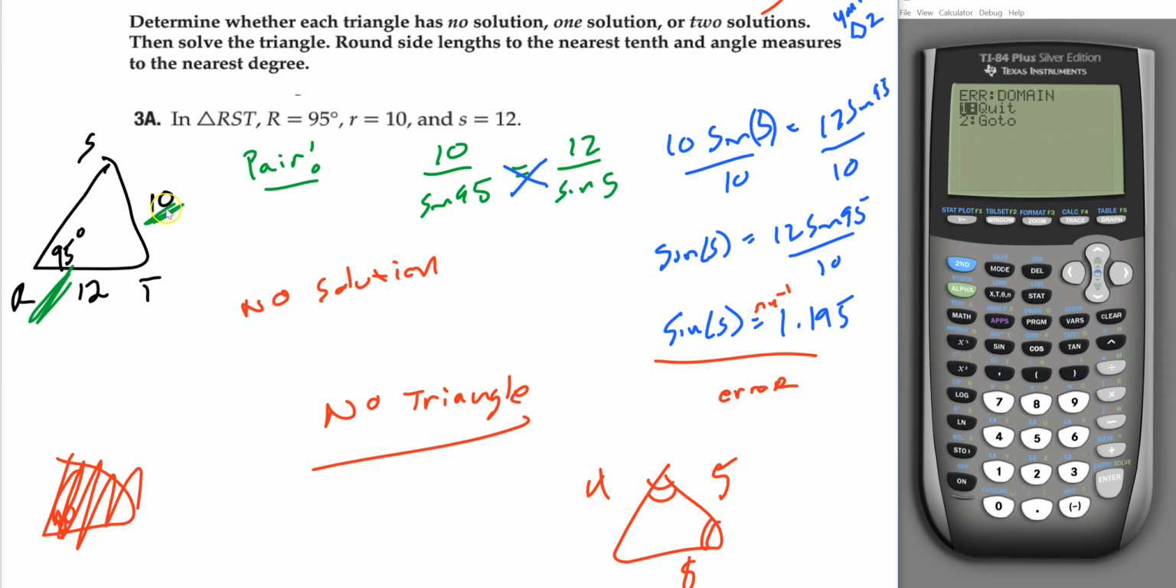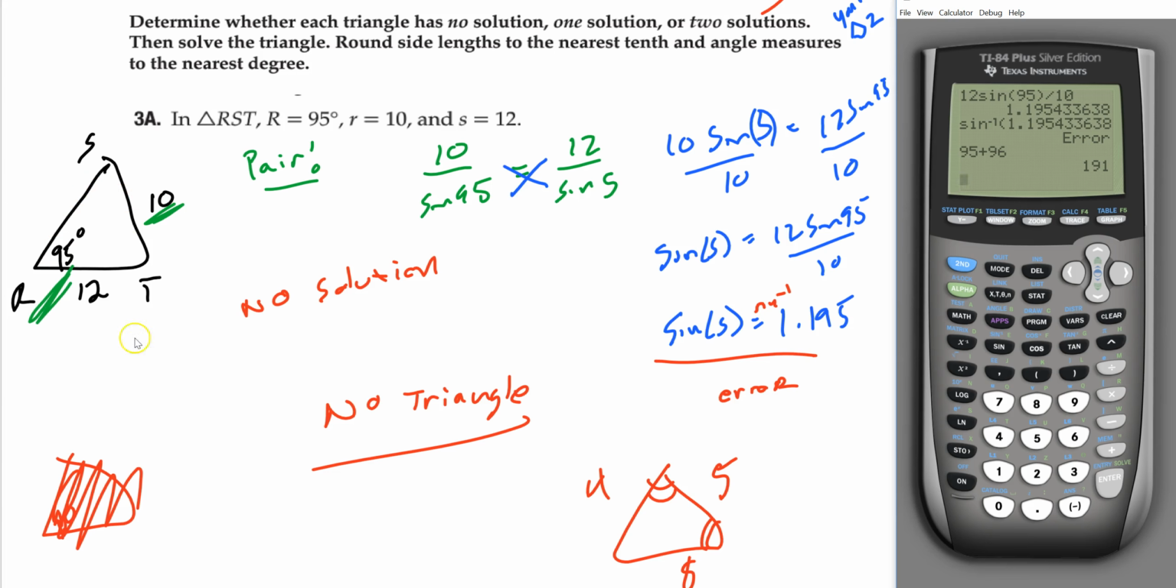Look at this. 95 goes to 10. Well, there's a side bigger than 10, 12. Right, so that means the angle here must be bigger than 95. Well, that's already too big, right? If I do 95 plus an angle bigger than that, let's say 96, that's going to be over 180. A triangle can't be over 180.